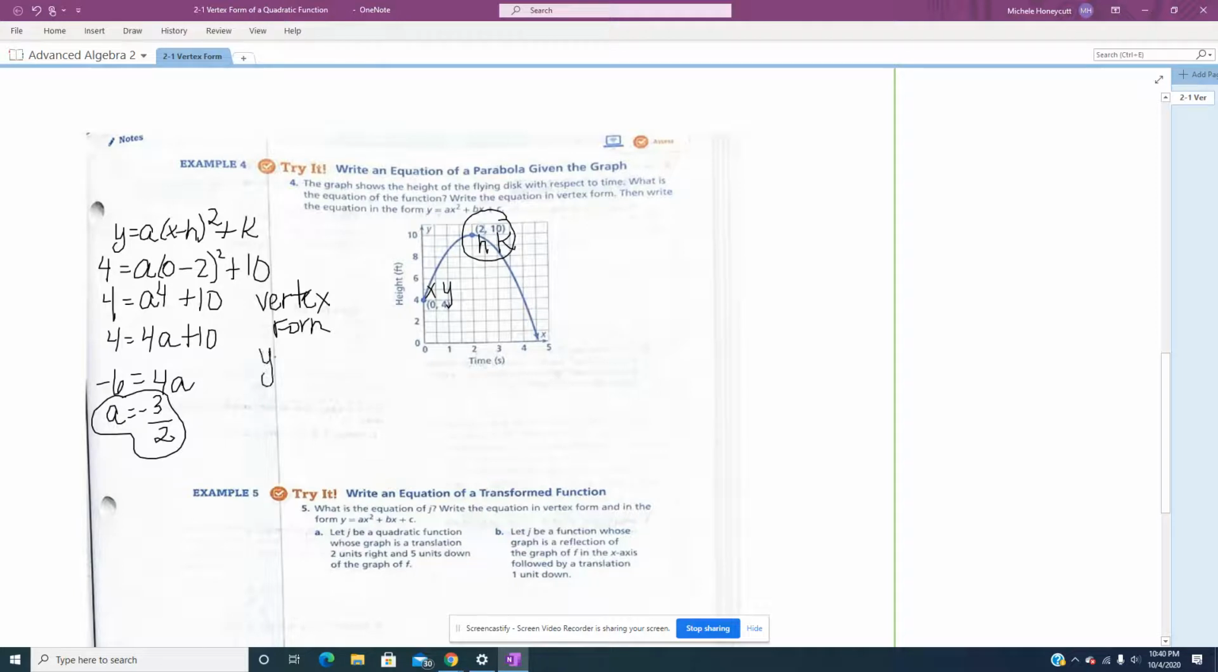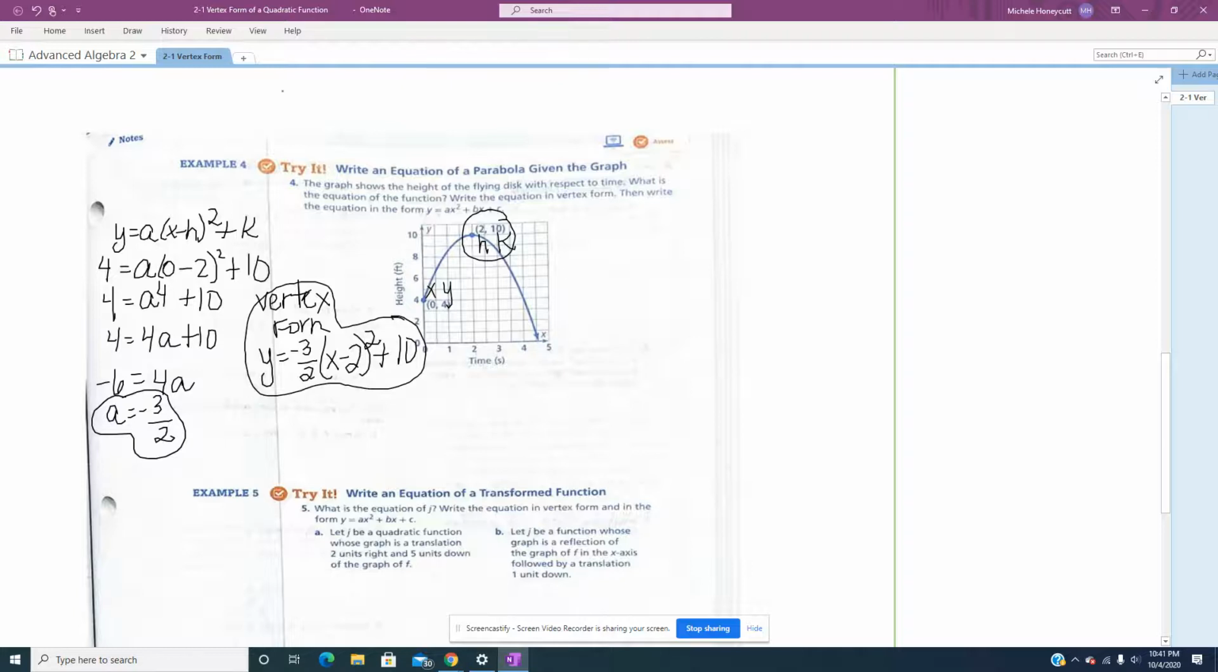So y equals negative 3 over 2 times x minus 2 squared plus 10. So there's vertex form. Done. Pretty much the same as example 3, except it looks like a word problem.